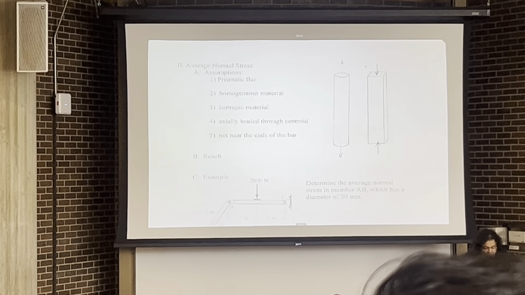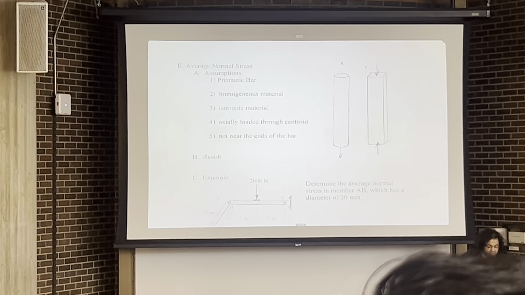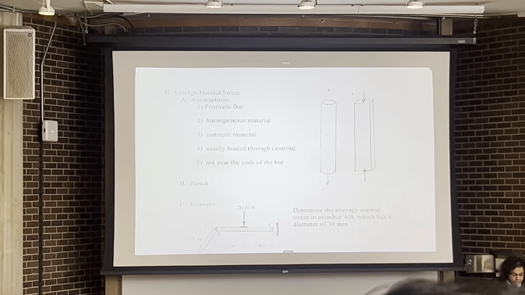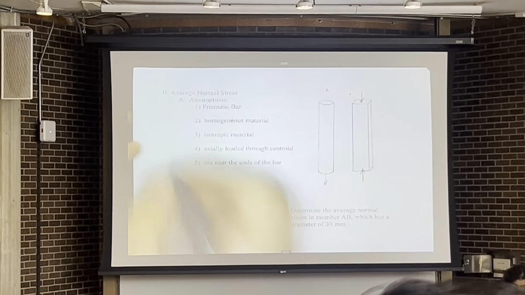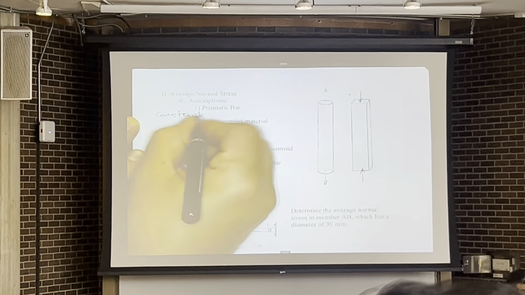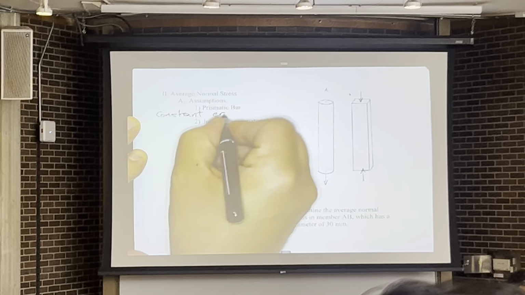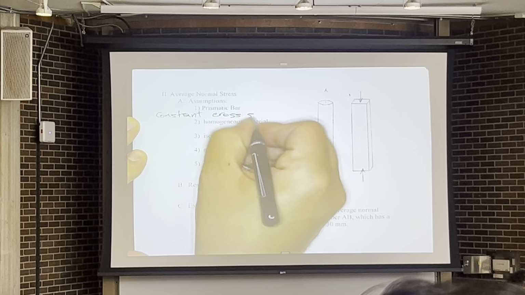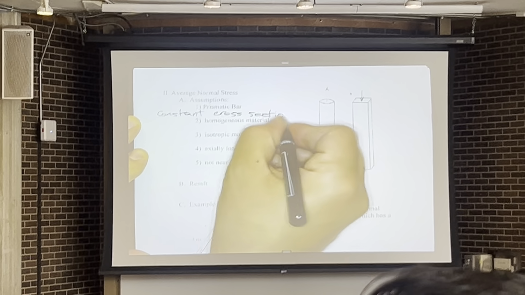What are these conditions? Number one, the bar is prismatic. In other words, we have a constant cross section throughout the length.